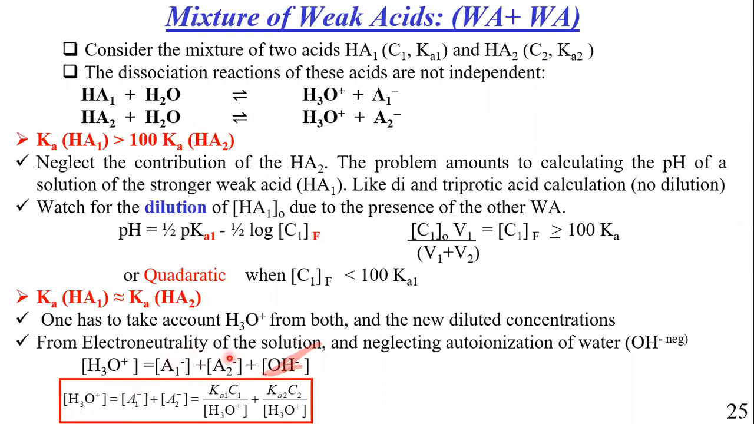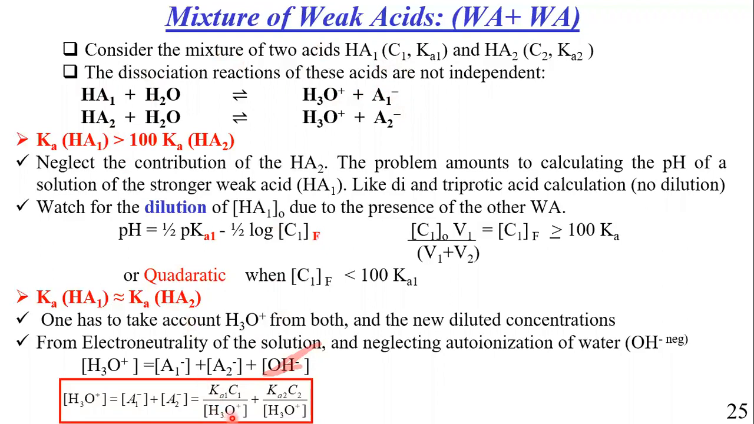And what do I do here? I convert each of these A- into some expression which has only concentration and H3O+. How do I do that? Go back to the Ka. Let's look at the Ka of this first equation. Remember, Ka of this first equation will be products divided by reactants. So H3O+ times A1- divided by HA1. If I solve for A1-, A1- becomes Ka1 times HA1 concentration at equilibrium divided by H3O+ at equilibrium.